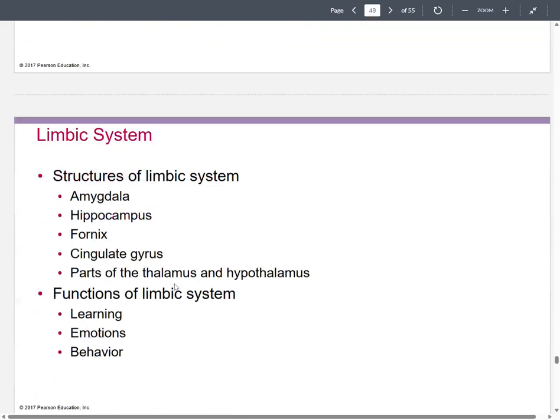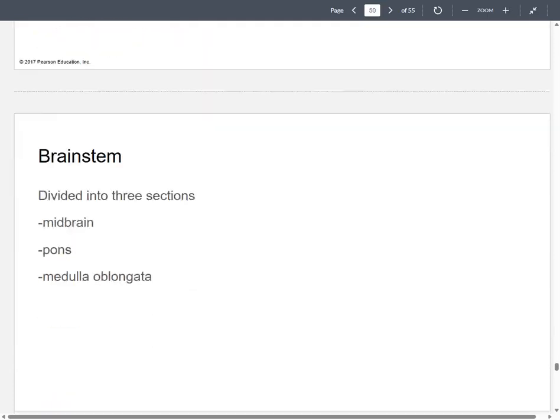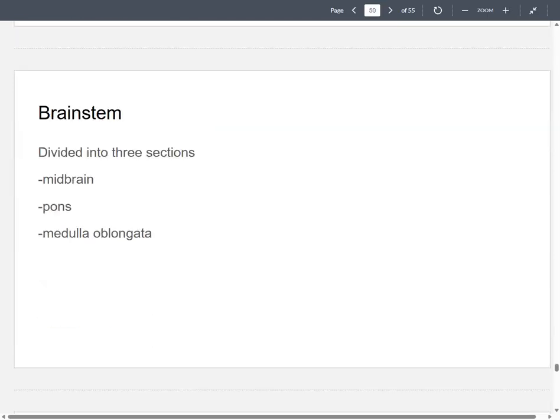Limbic structures. What are some structures involved in it? The amygdala, the hippocampus, the fornix, cingulate gyrus, parts of the thalamus and hypothalamus. All of these structures are going to work together to enable us to learn, manage our emotions, and manage our behavior. And I guess I didn't put in the picture.